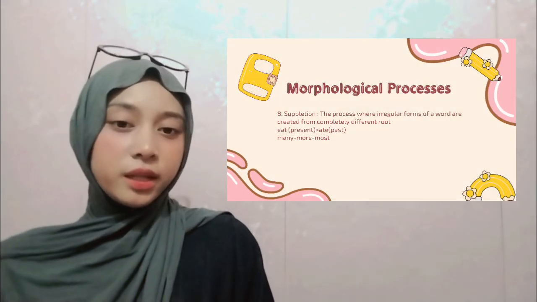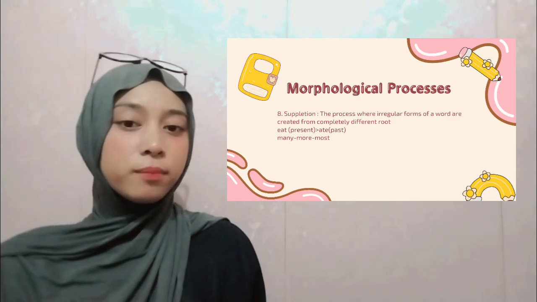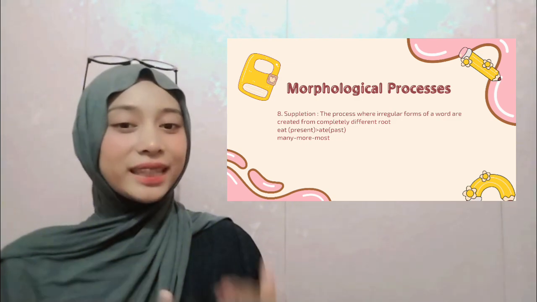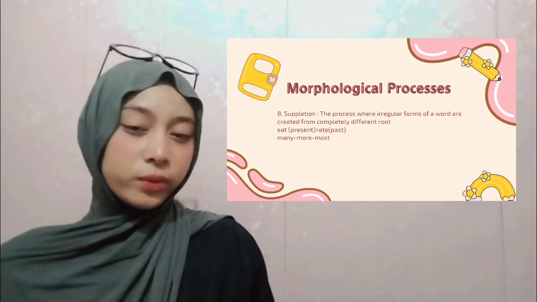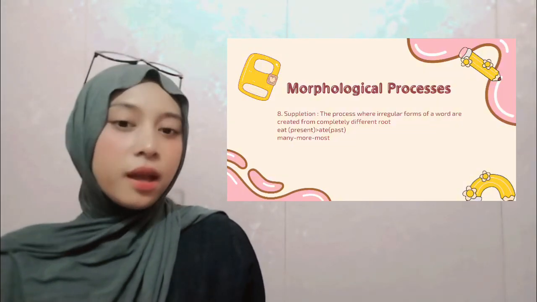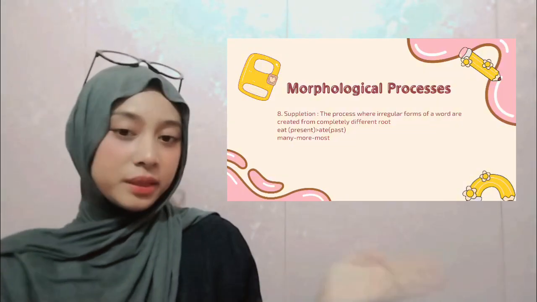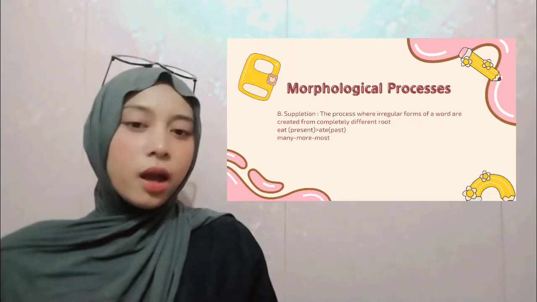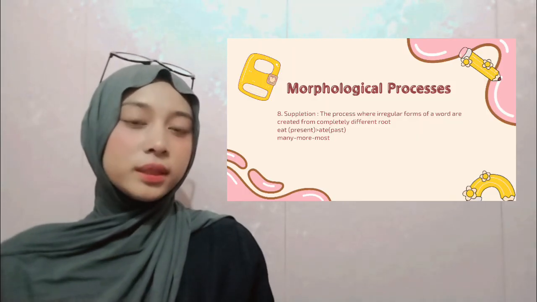The last is suppletion. Suppletion is the process where irregular forms of a word are created from completely different roots. For examples, eat, present, to ate, past, and many, more, most.